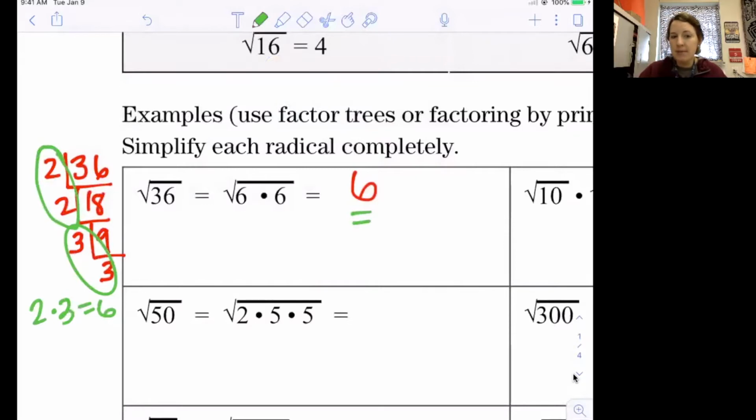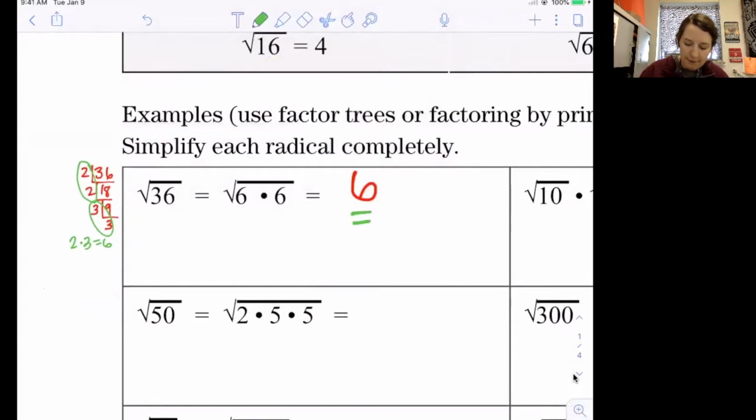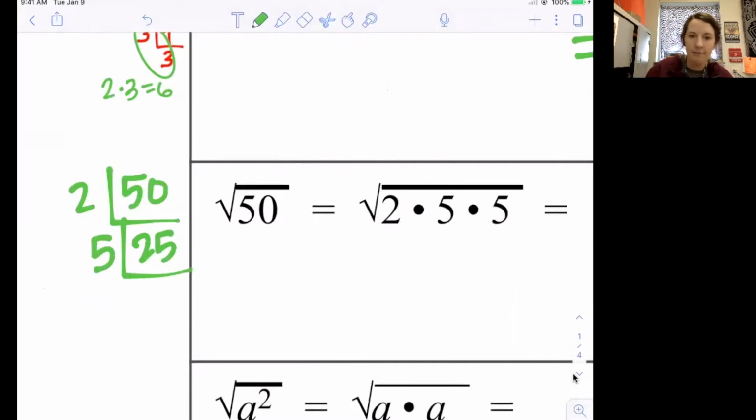Okay, sometimes though, you're not going to be able to get that whole number. You're going to have numbers left over. So I'm going to show you what to do when that happens. So let's look at square root of 50. Okay, square root of 50, I'm going to start with my prime factorization. Okay, 50 divided by 2 is 25. 25 can't be divisible by 2, but it can be divisible by 5, which is a prime number. 25 divided by 5 is 5. Okay, since 5 is prime, I'm done dividing.